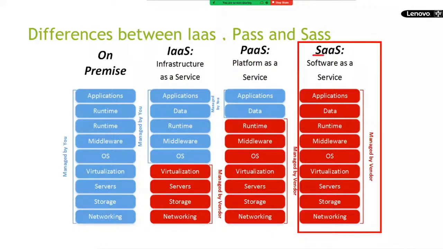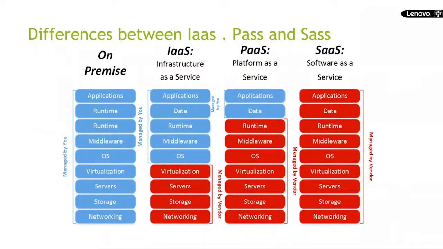Next, SaaS, Software as a Service, in the sense everything is managed by the vendor. You just have to take care of how to use that service. A real-time example: pizza. Pizza is ready-made. How to eat it depends on you. Maybe you can eat it using a fork, by hand, or using a spoon. That depends on you, but the pizza is ready-made. That is Software as a Service.